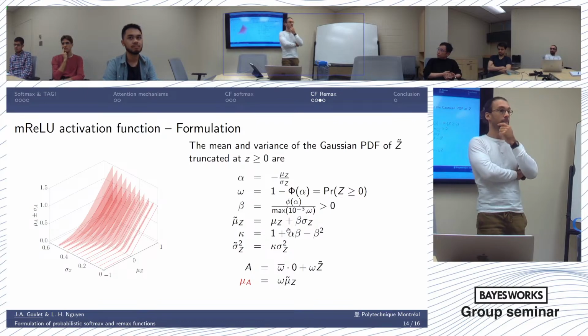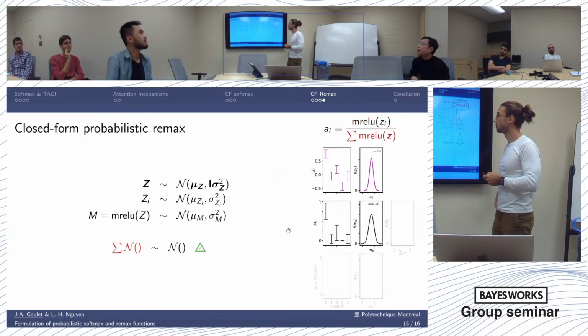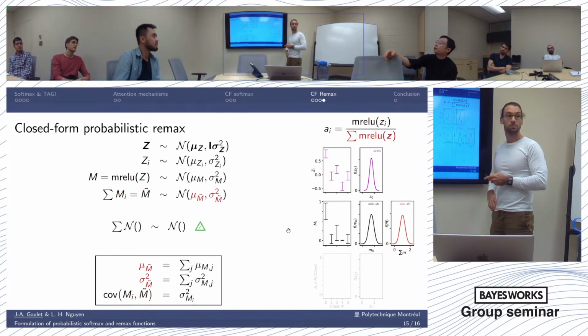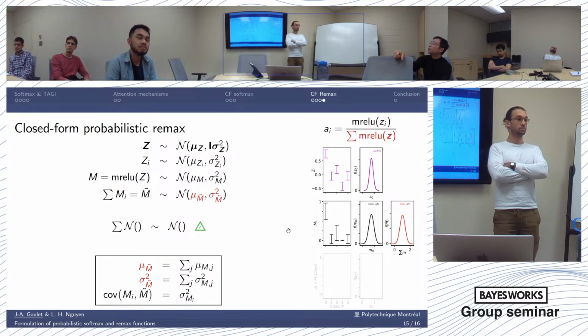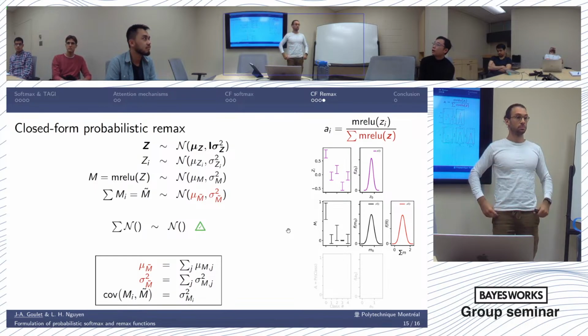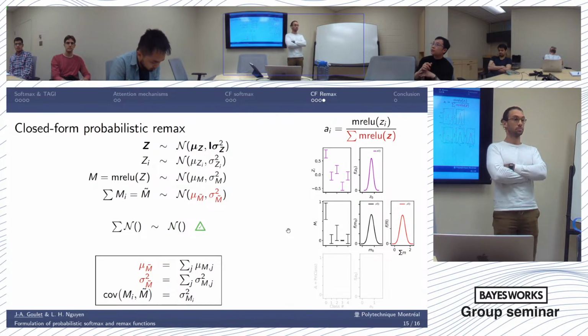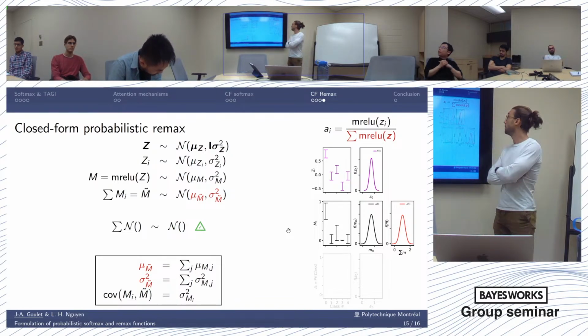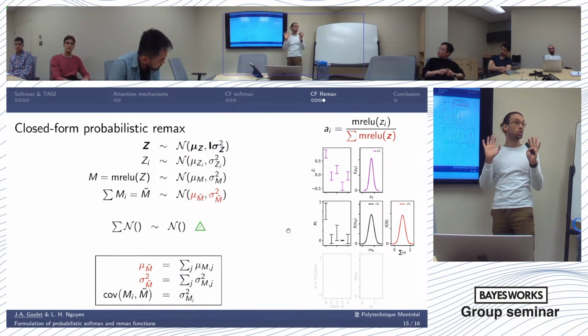James, can you go to the equation for the remax? Yeah, this one on the right, top right. So I was just wondering. So you have z value, right? And then you use an exponential function for z. This is what we use in the normal softmax.